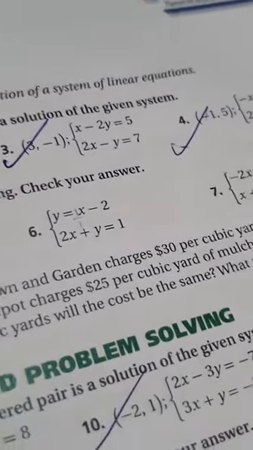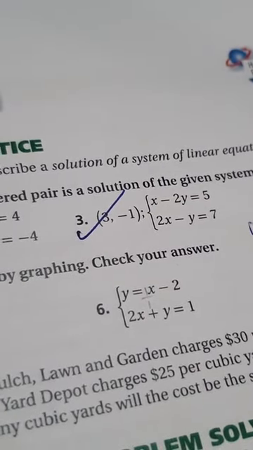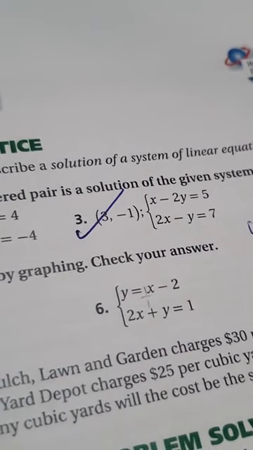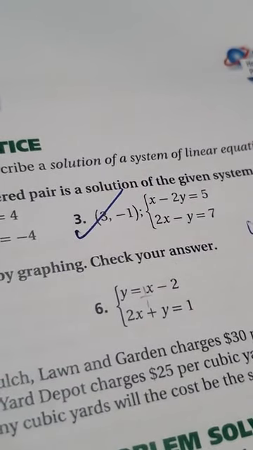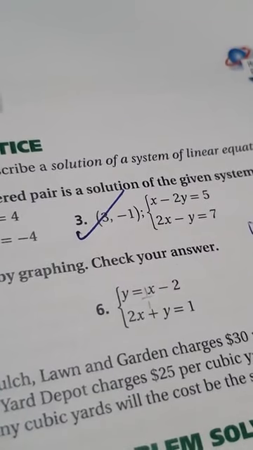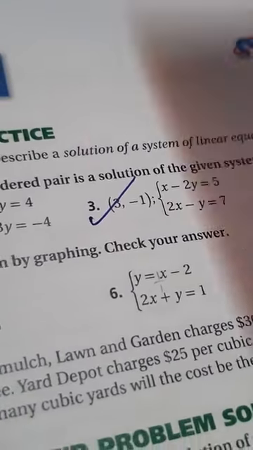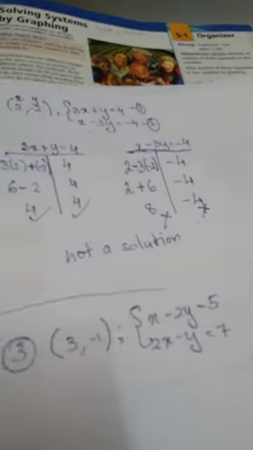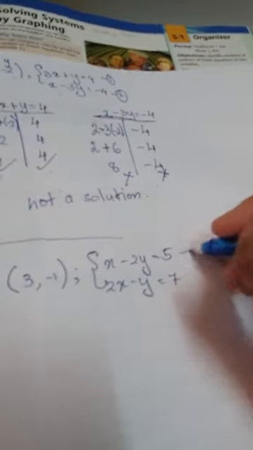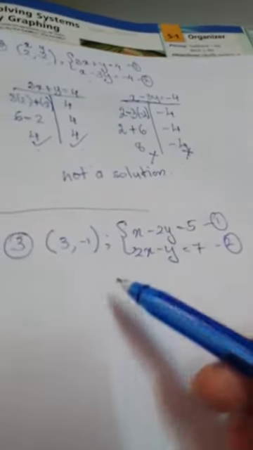Okay, so the next question number 3. Okay, so let me do it along with you. Question number 3, the question is, the ordered pair is 3 and minus 1, and the system is x minus 2y equals 5 and 2x minus y equals 7. Okay, so this is the question. I just wrote it down. So this is going to be the first one. This is going to be the second one. Okay, so 3 minus 1.